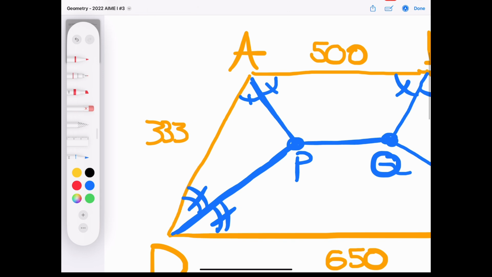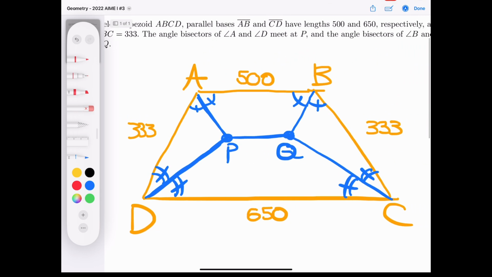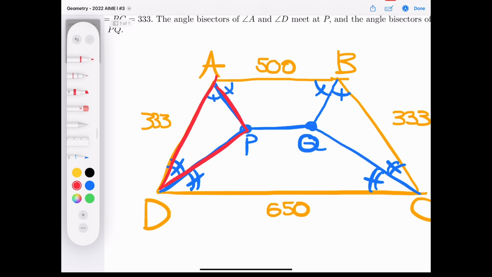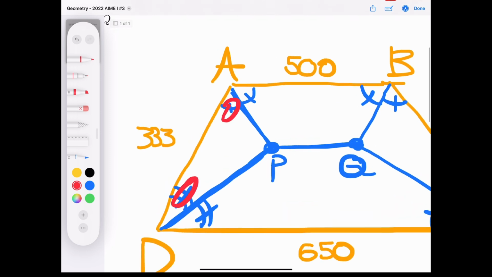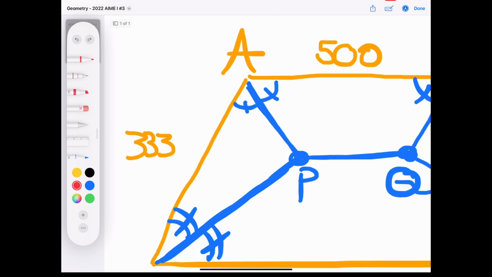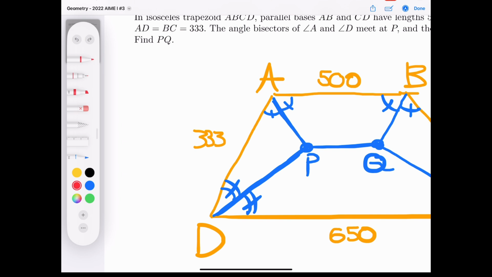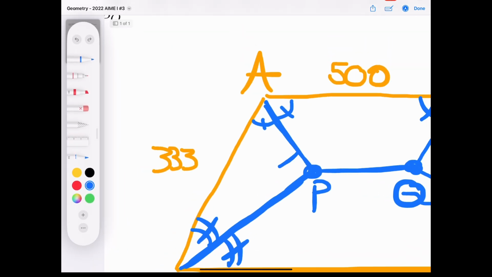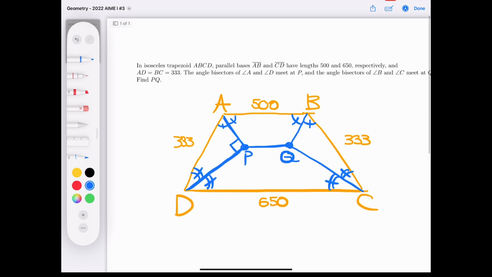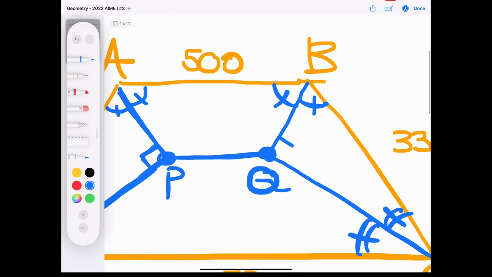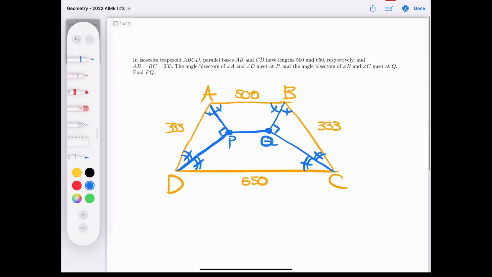And because angle 1 plus angle 2 adds up to 90 degrees, if we look at triangle APD, the sum of its angles must be 180 degrees. Since these two angles of triangle APD add up to 90 degrees, the third one must cover the remaining 90 degrees. And so we basically get that angle APD is a right angle. And by similar means, we can say the same thing about angle BQC. And so this is what our larger diagram is.